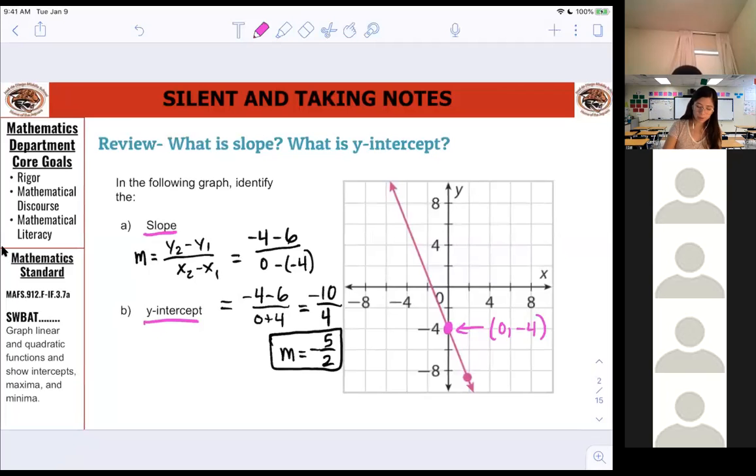So we have a variable that we're going to use for y-intercept, and the variable is b. I'll explain why in just a second, but for now, we know b equals -4. So the slope was -5/2, y-intercept was -4. Do I have questions?